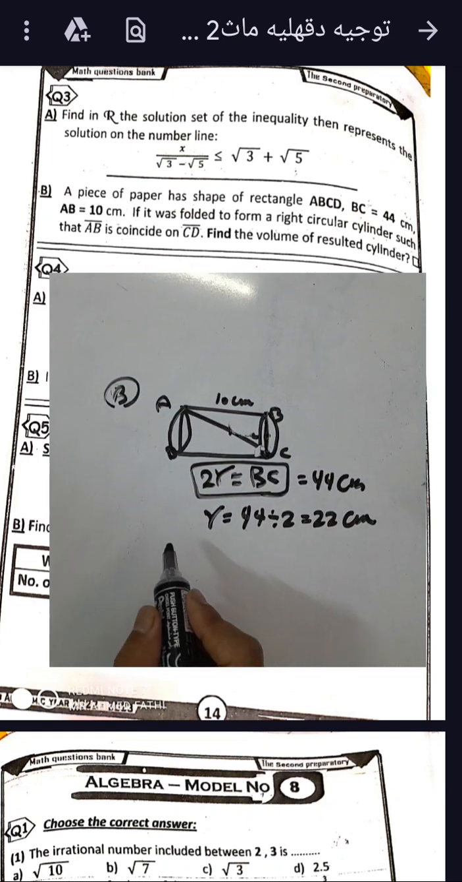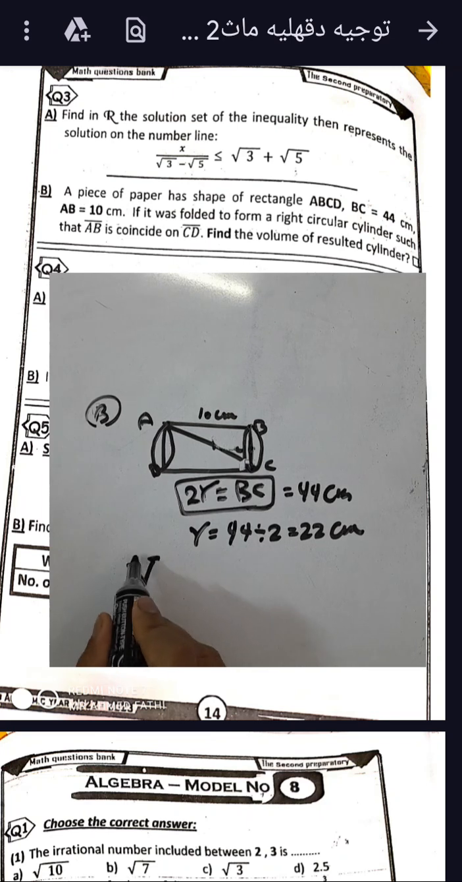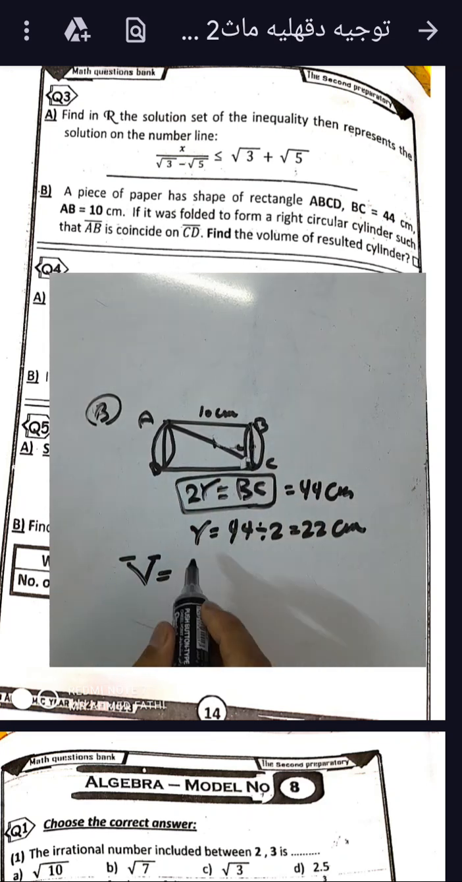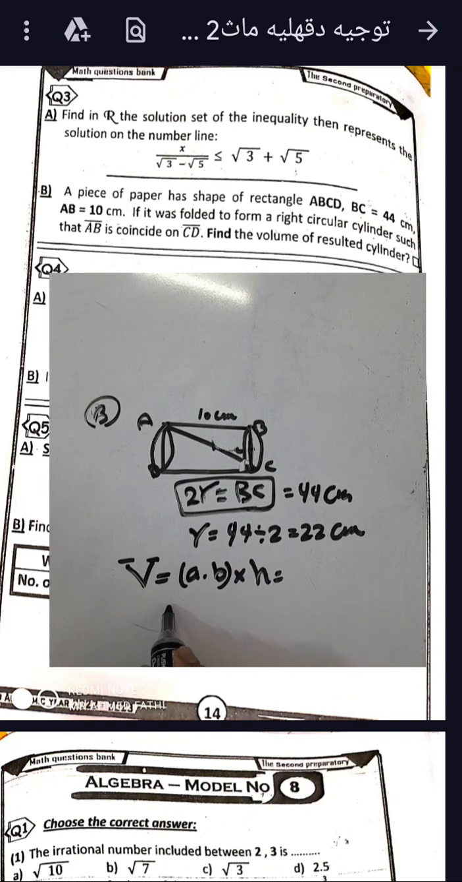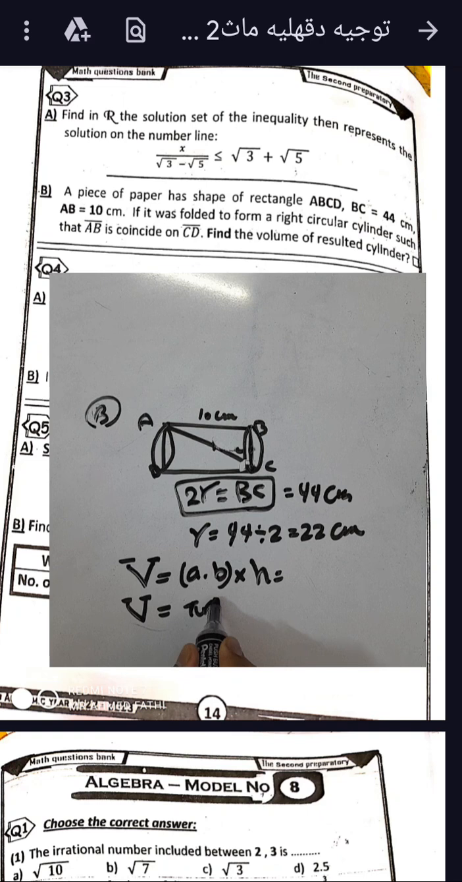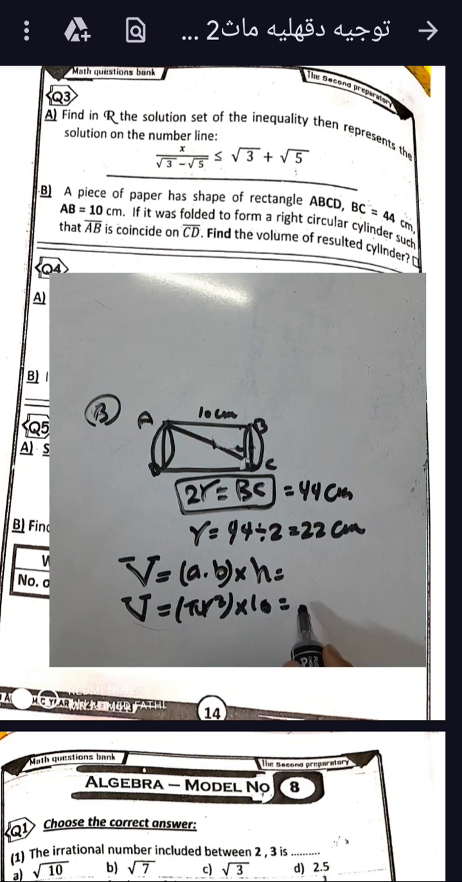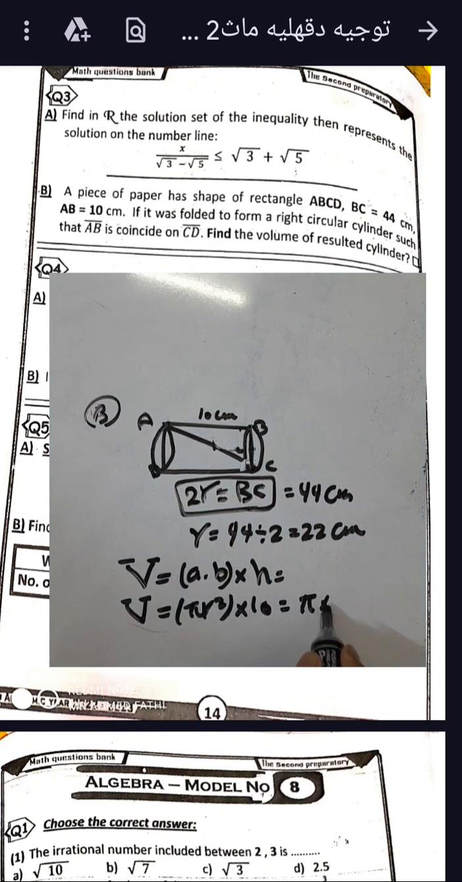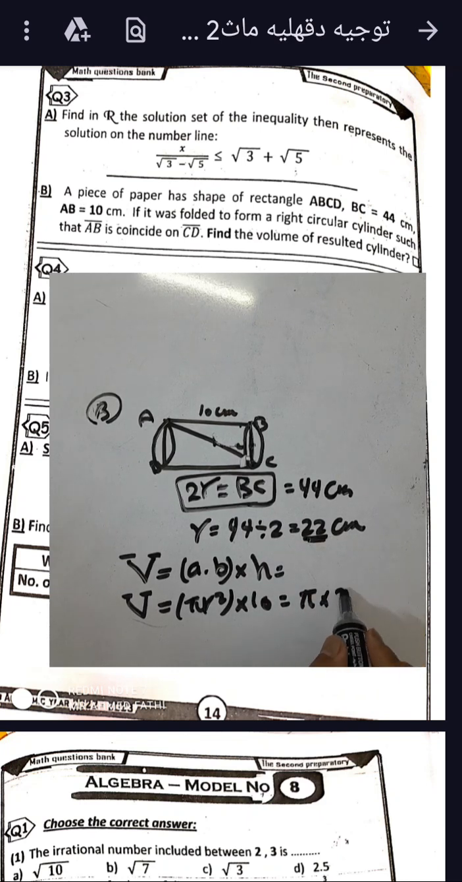And then he wants to find what? The volume. Okay, the volume of the cylinder will be the area of the base product by the height. Area of the base here, we have a base circle. Area of the base is pi r power 2, product by the height. The height here was 10, it's the height. Then you can write pi here, product by r power 2. Radius here was 22. 22 power 2 times 10.